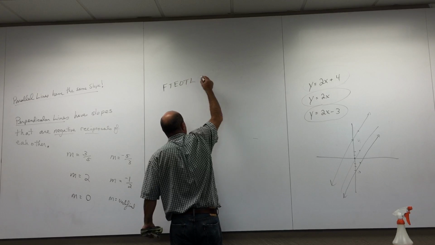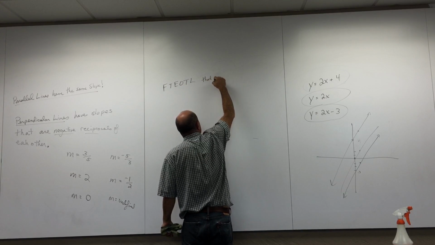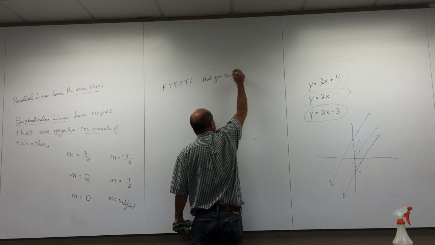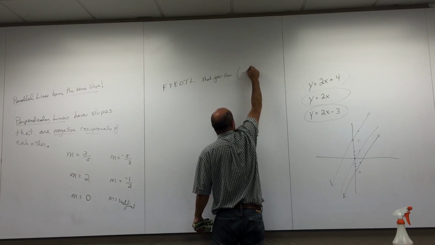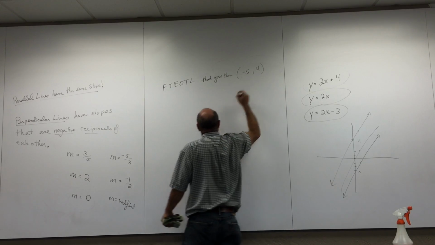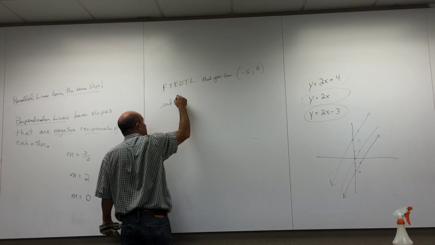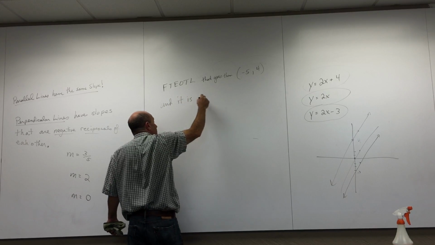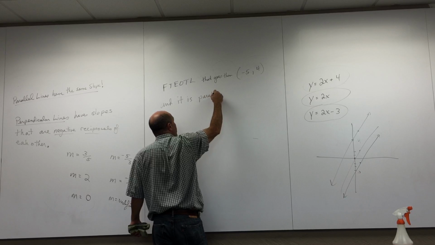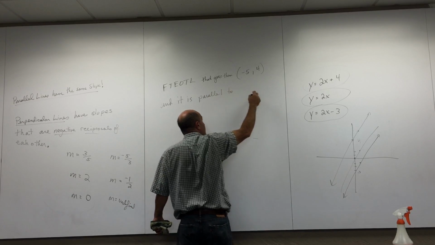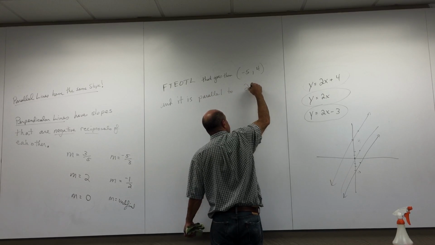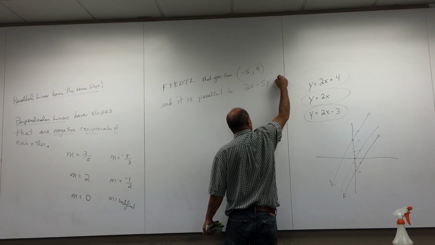Find the equation of the line that goes through, I'll give you a point, -5, 4. And I'm going to tell you that it is parallel to this line: 2x minus 5y equals 14.